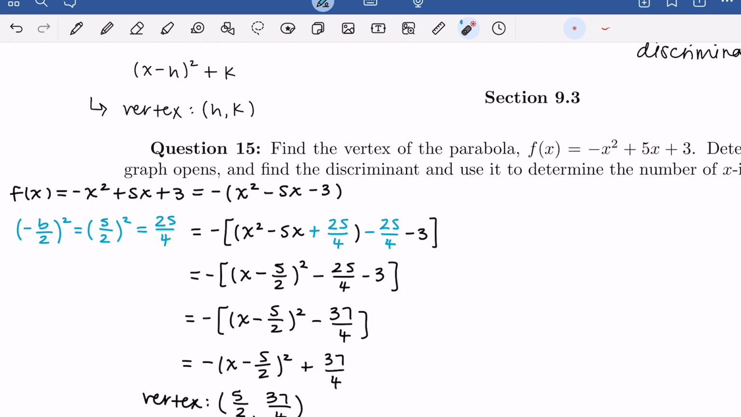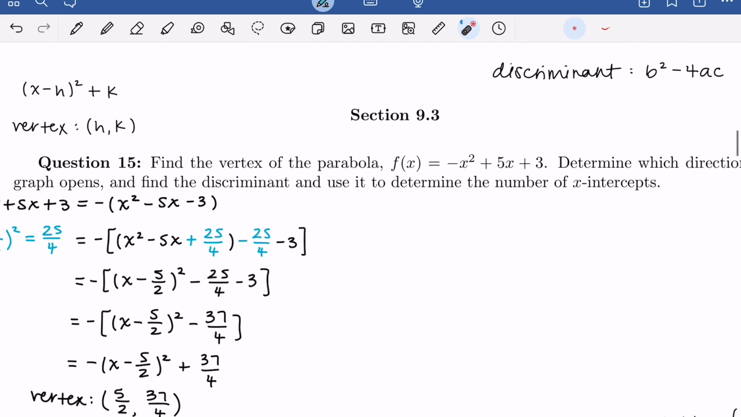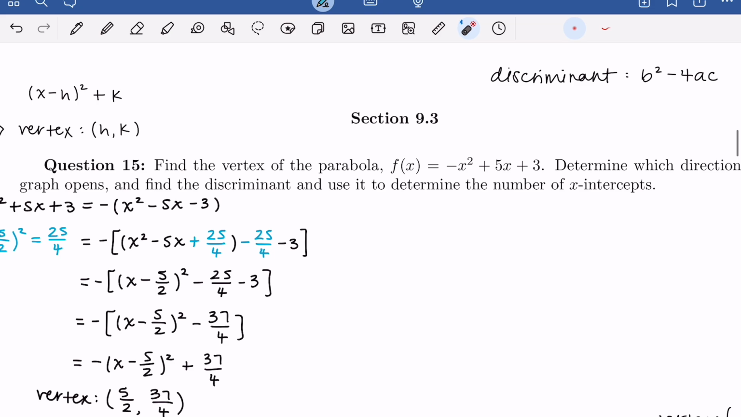The next thing we want to do is figure out which direction the graph opens up. And we can do that by looking at our a value. So looking back at our original function here, our a value was negative 1. This was the coefficient for our square term. So solely because a is negative, this tells us that our parabola is going to open downwards. So we'll say f of x opens downwards.